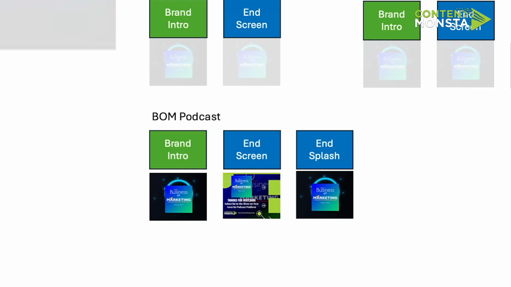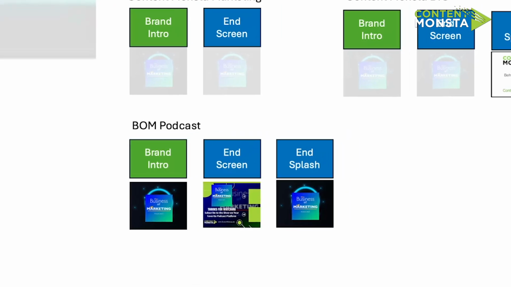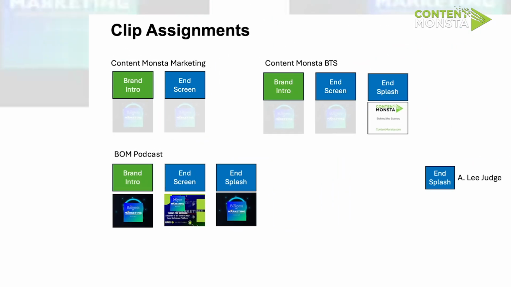We have a branded intro, we have an end screen for YouTube, and then for those shorts, we have an end splash screen, which in this case happens to be the same as the branded intro shorts, because it's really short. So anybody who's watching this, when you're looking at your different forms of content, build this library for your editors or allow your editor to build one for you so that you can quickly keep your branding consistent across all your properties.